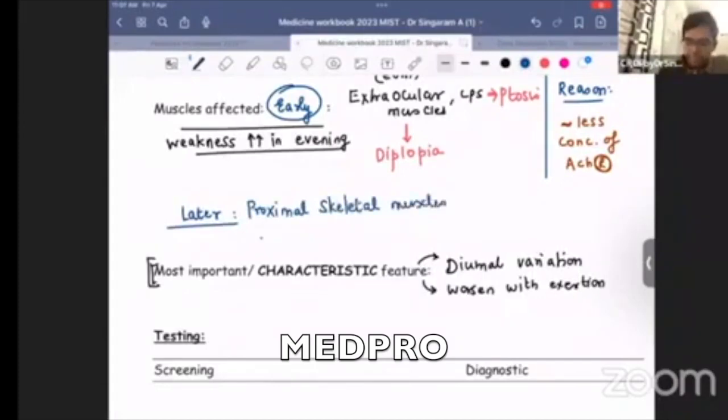Think like this, for example, shoulder girdle muscles. Hip muscles will be affected. So the patient will say that I am having difficulty in gripping the hands up like this when the shoulder is getting affected. So that will be a late manifestation. Early manifestation will always be the eye and the vision. That is what you need to remember. Clear?